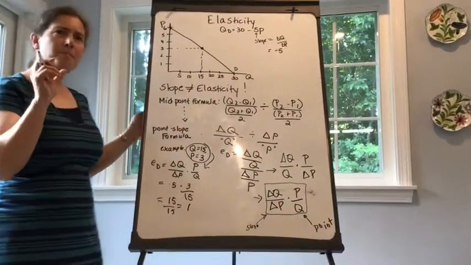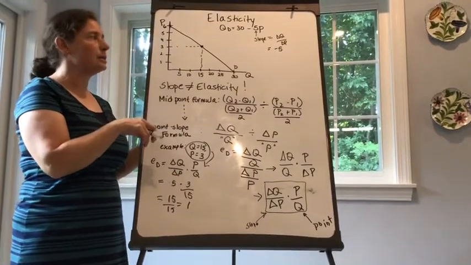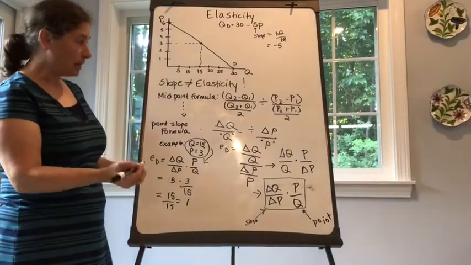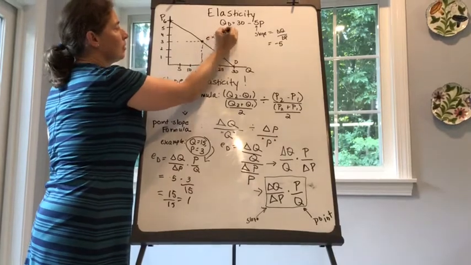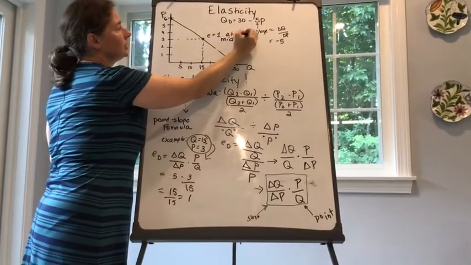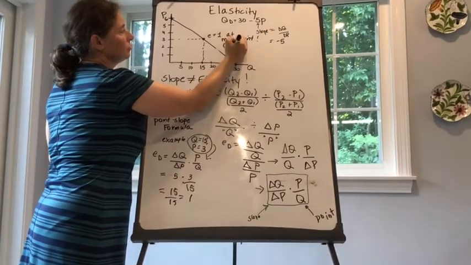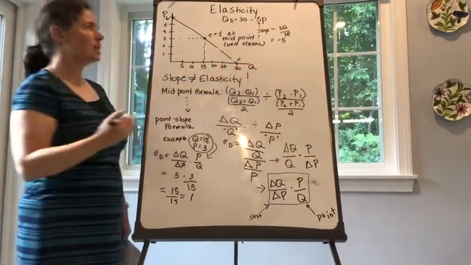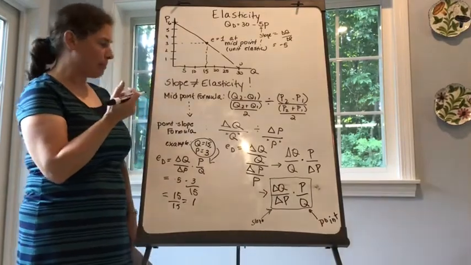Now that's sort of the boundary between being relatively inelastic, or less sensitive to price, and relatively elastic, where quantity is more sensitive to price. And this is always going to be true at the midpoint of a linear demand curve. The price elasticity of demand is unit elastic at that point.